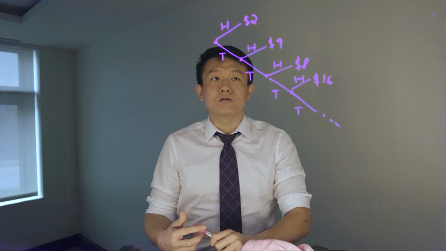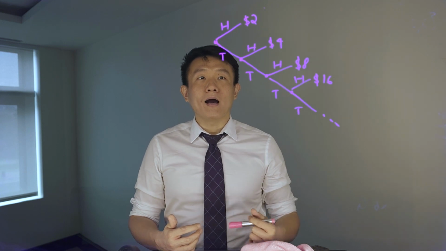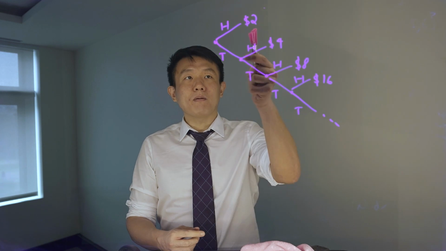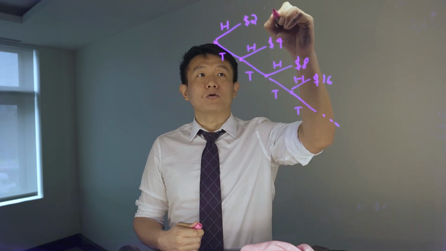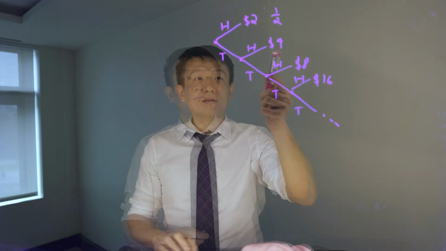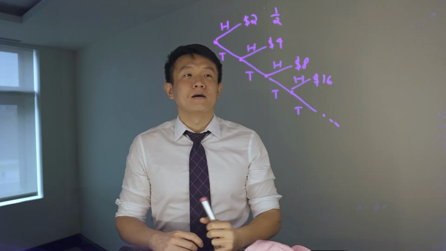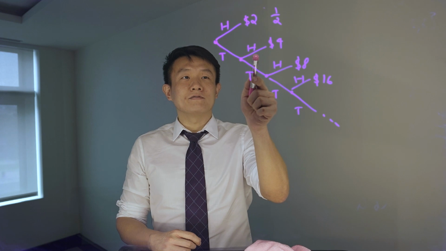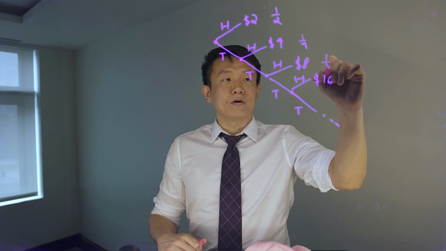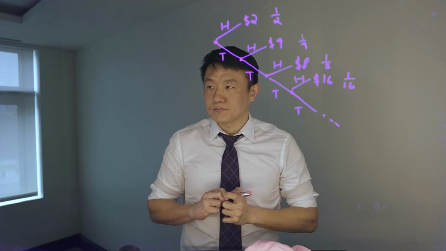Each coin flip is going to be an independent event with probability 1/2 for heads or tails. So if we look at all the possible outcomes, the probability of getting a payoff of 2 is going to be 1/2, because it requires us to get a heads on the first flip. In order to get $4, we need to get a tails and then a heads. So the probability of that is 1/2 times 1/2, or 1/4. The probability of getting $8 is 1/8. The probability of getting $16 is 1/16, and so on.